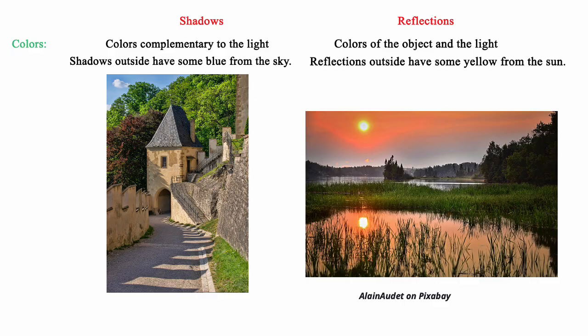Shadows tend to have colors complementary to the light, and since light is usually yellow or orange, shadows tend to have some blue or violet in them, especially outdoors where the blue sky sends blue light everywhere. We don't see the blue tinge in the lit area because the sun is so much more powerful than the blue skylight that it eliminates any blue tinge in this lit area. So we see the blue mainly in the shadows and the shade. Reflections have the colors of the object, like green grass, and the light, like the yellow sun.